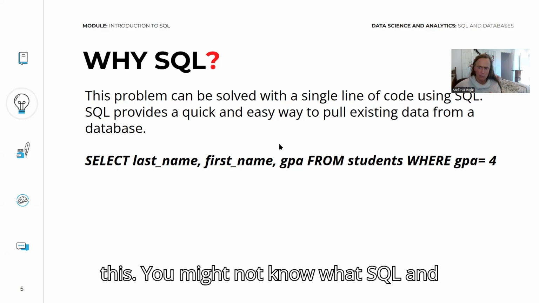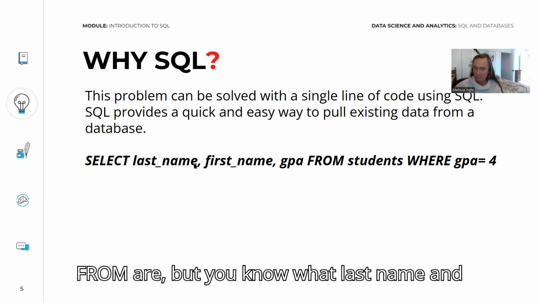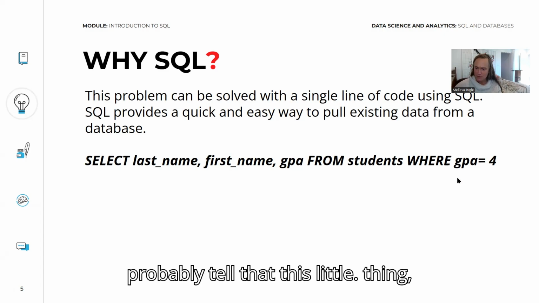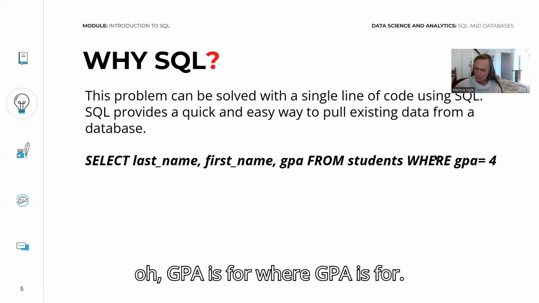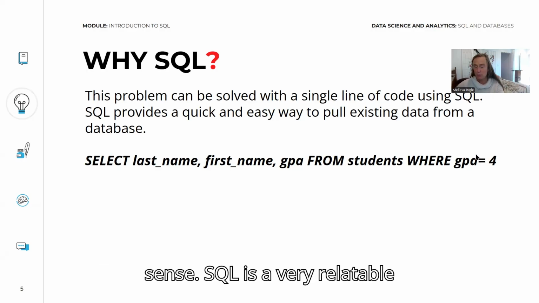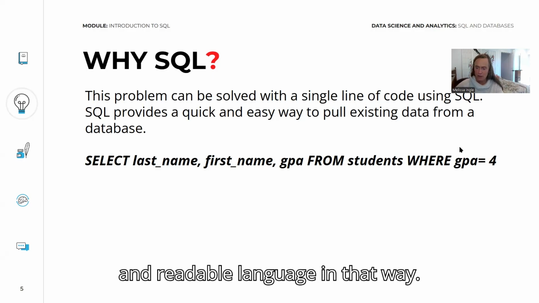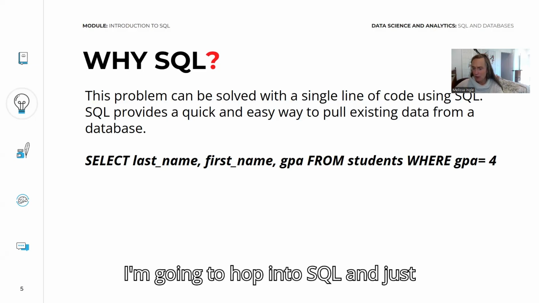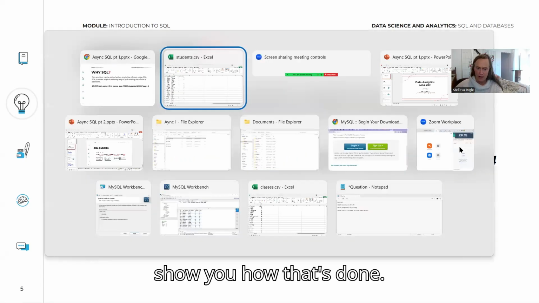You might not know what select and from are, but you know what last name and first name and GPA are. And you can probably tell that where GPA is 4 makes a certain amount of human sense. SQL is a very relatable and readable language in that way. I'm going to hop into SQL and just show you how that's done.